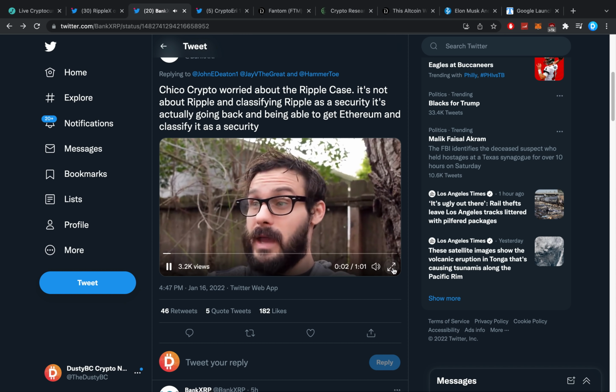I'm kind of worried about the Ripple case. I almost have a feeling that it was kind of set up to be like this. It's not about Ripple and classifying Ripple as a security. It's actually going back and being able to get Ethereum and classify it as a security and take down what's happened. You know, DeFi has unshackled a lot of people and gave people financial freedom through some of these APYs and the ability to stack money and leverage their assets in ways that weren't possible in the traditional financial system unless you're buku rich. Well, it's given people like me and you the opportunity to get those APYs that some of the richer people get out in this world.